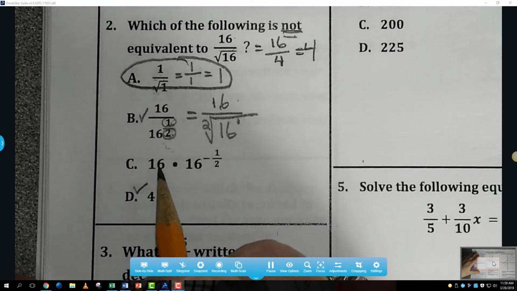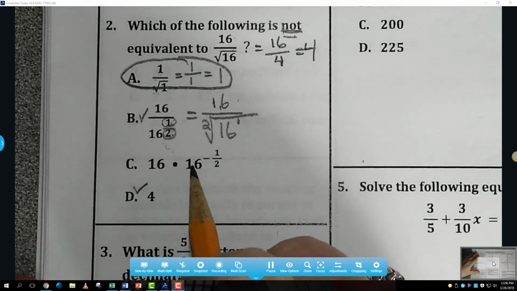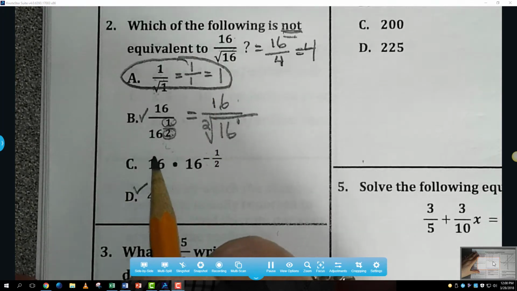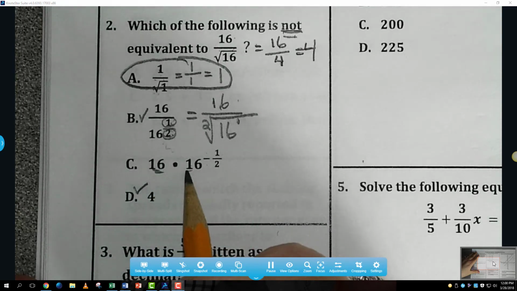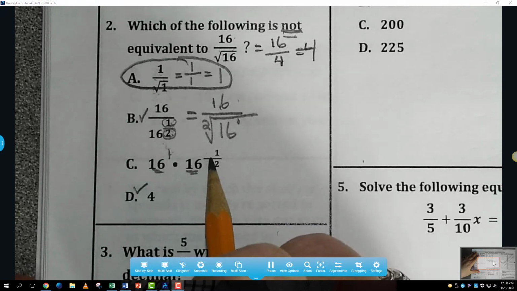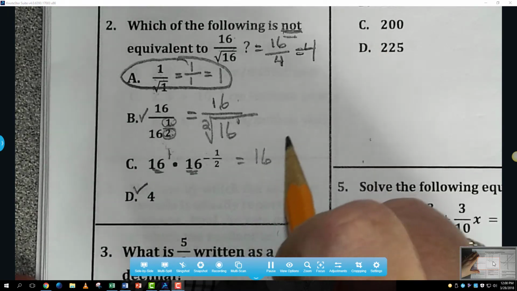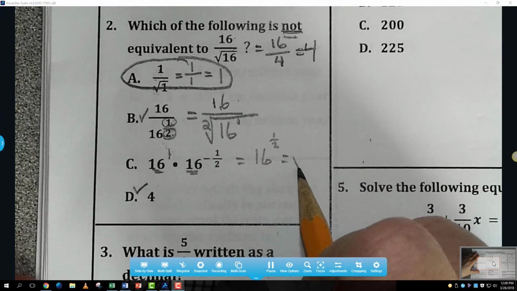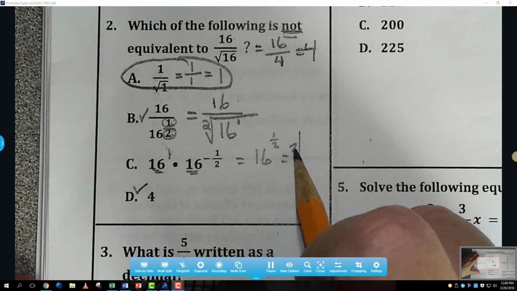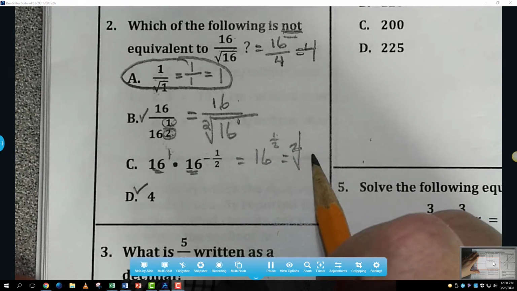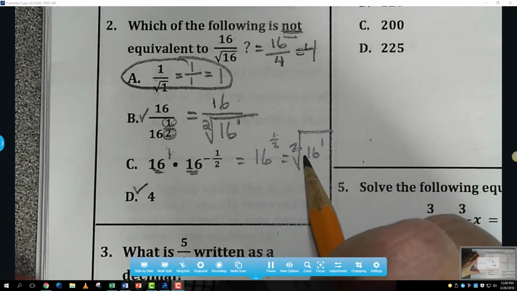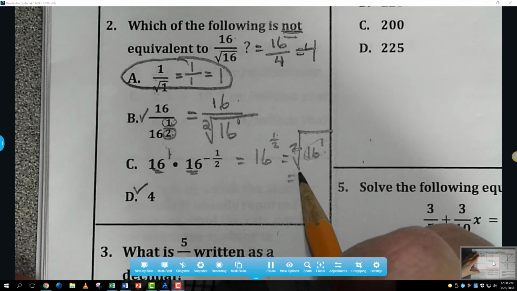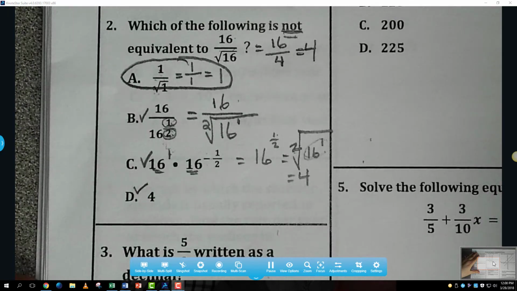And then on this one right here, it says 16 times 16 to the -1/2. So what we would do is, this is the same base. We can add the exponents, so 1 plus -1/2 would give me 16 to the 1/2, right? And then that becomes the square root, because the bottom number is a root, the square root of what? 16 to the power of 1. So the square root of 16 to the power of 1, this is just 16, and the square root of 16 is 4. So that is also equivalent.